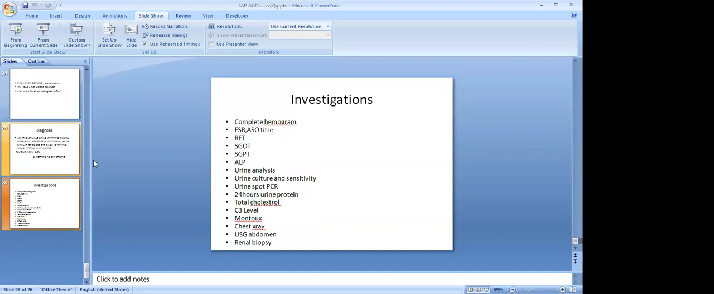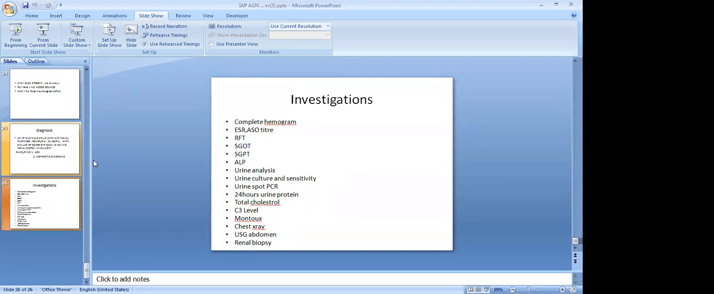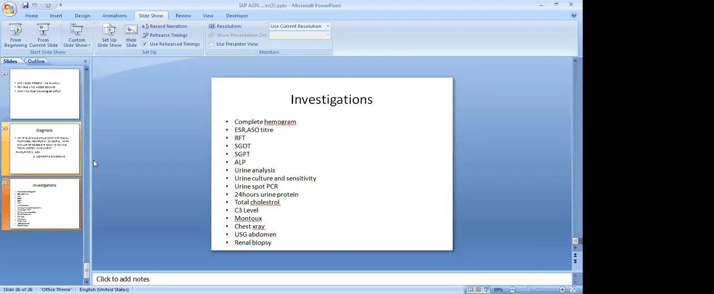It's called 1 gram per meter square per day. Is it nephrotic or non-nephrotic? Nephrotic, sir. Okay, what else? Any other thing? More than 40 milligram per meter square per hour. That's good. That is the definition.